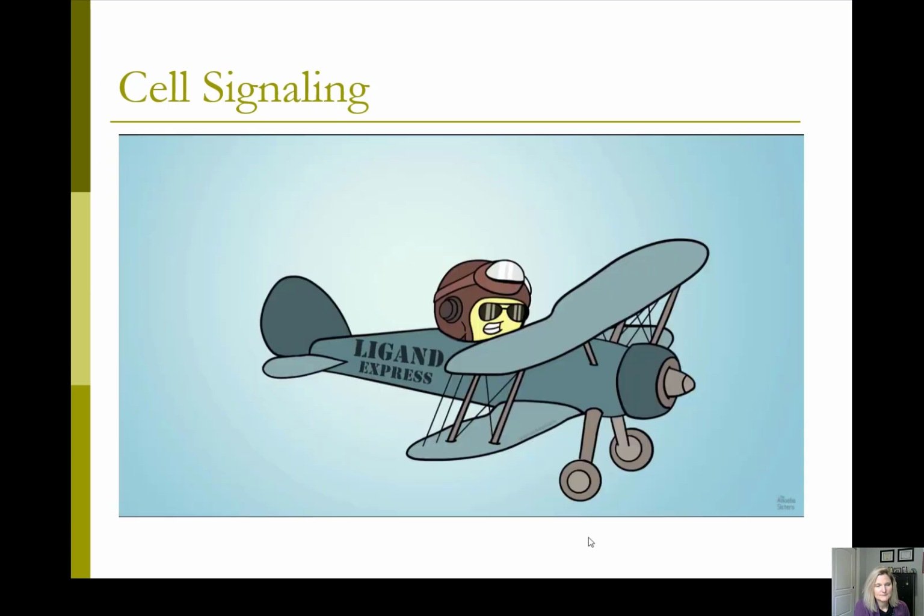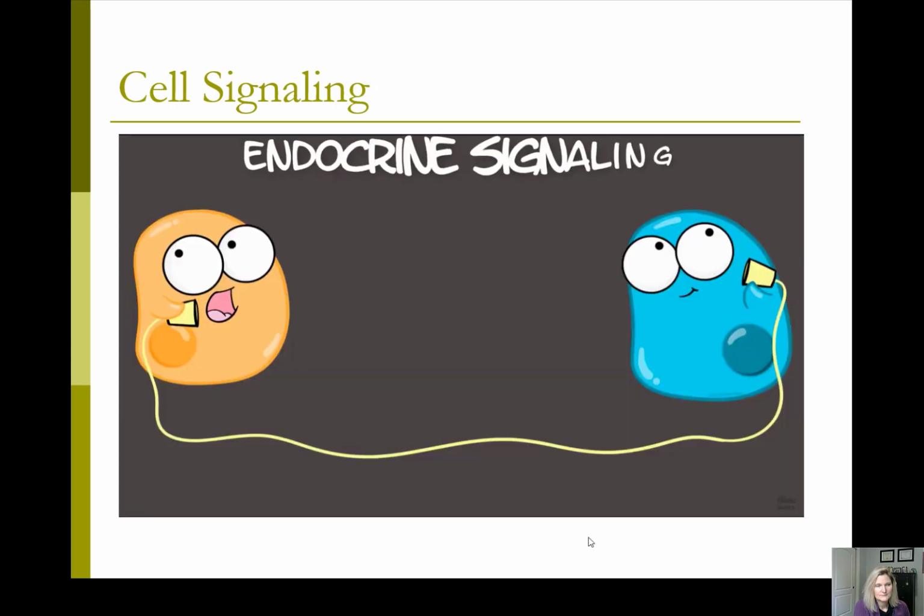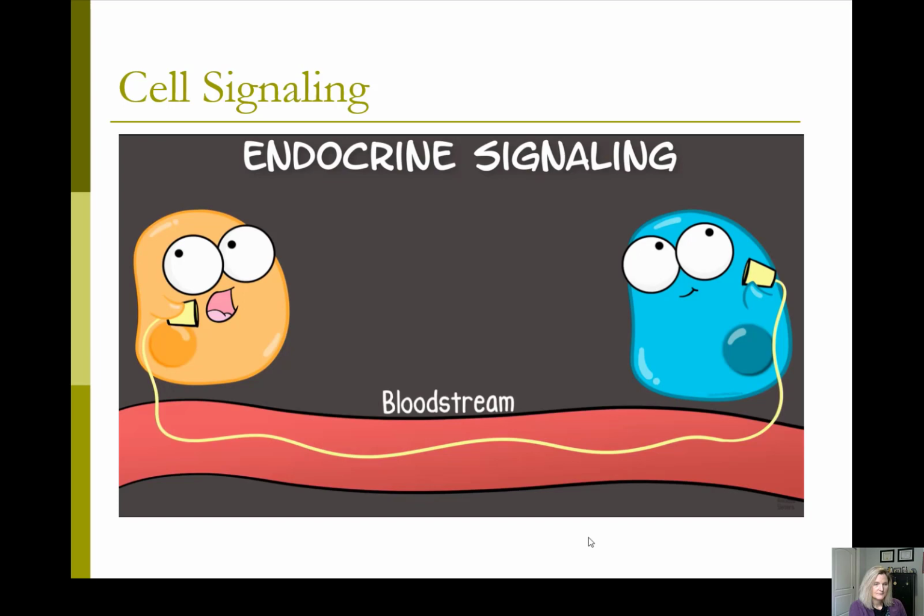And what about long distance? Endocrine signaling can allow a cell to communicate with a target cell from far away. Signals may be carried in the bloodstream. Hormones released by certain types of endocrine cells are a great example.